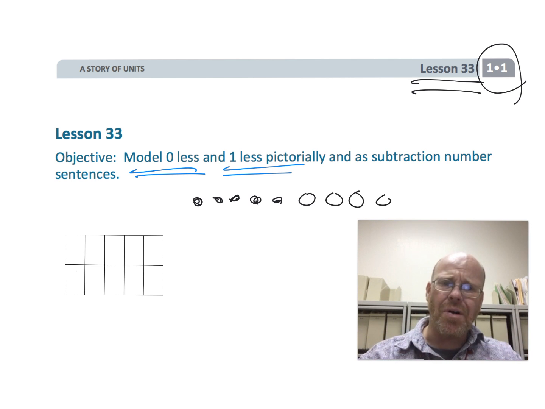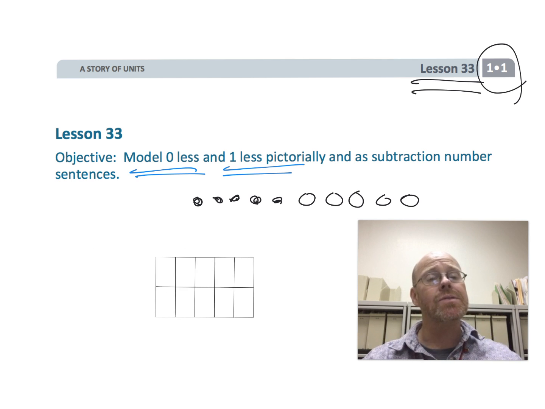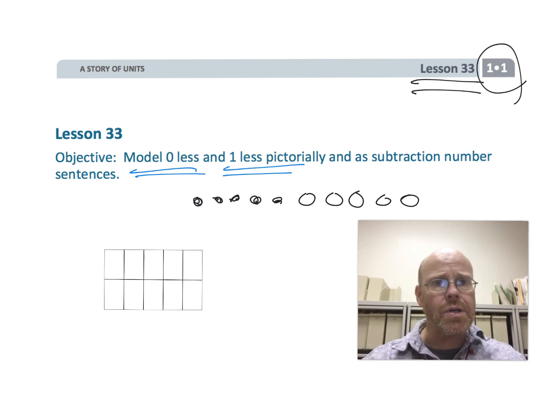Well, just a heads up, I prefer to use the 10 frame because it's a model that we're going to be using in later modules and in later grades. So take that with a grain of salt, whether you use the model that is given in Eureka Math or the 10 frame. Ultimately, I don't think it matters. I'm going to use the 10 frame.